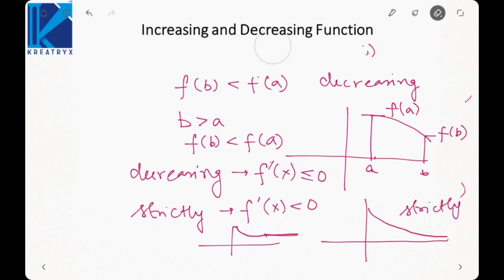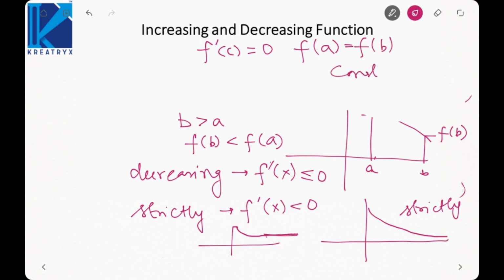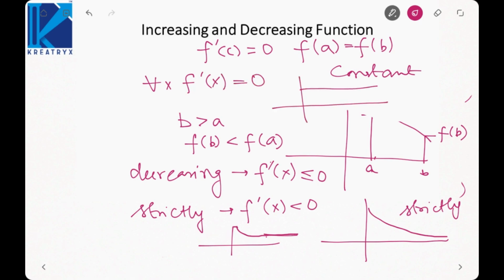The last case is when f dash c is equal to 0. If f dash c is equal to 0, then that means the function value is the same at both the endpoints. In that case, it is a constant function. Because I am talking about every point, that is for all x, if f dash x is 0, which means the slope is 0 for the curve at all points. If slope is 0, then the function remains at a constant value. So that will be my constant function. Okay. So this is all the application of LMVT.